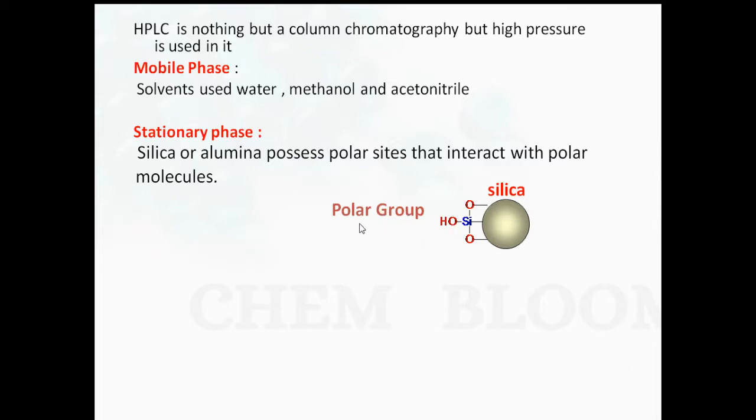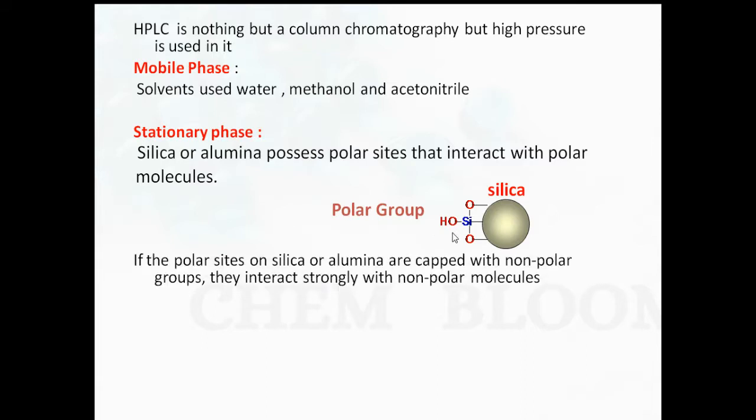And if we are taking a polar stationary phase, then for the mobile phase we have to take a non-polar mobile phase. So we'll see the different types of HPLC later on in this topic. So when we need to take a non-polar stationary phase, what we have to do? What we can do is add silyl groups.